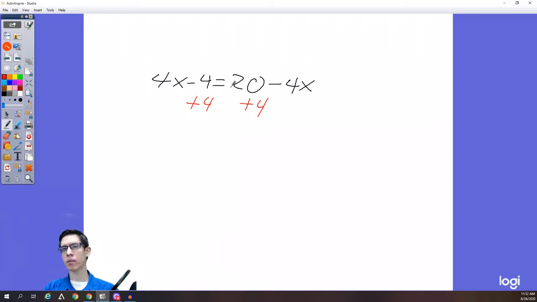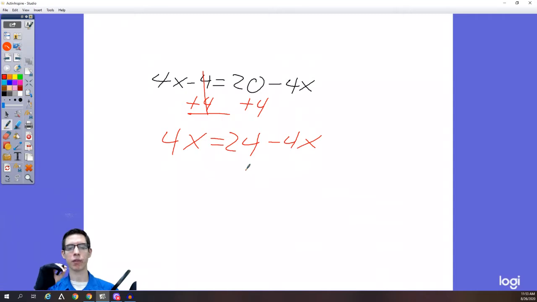And I keep it lined up with the 20 because that's the term on the other side that it is similar to. I wouldn't line it up with the -4x because 4x has a variable attached. It's not a like term with the 4 that I'm moving across. So we don't line it up with that. We line it up with what is similar to. So 20 plus 4 gives us a nice 24 minus 4x.